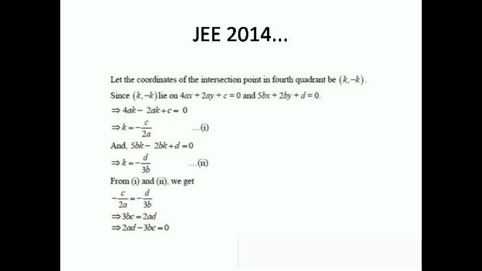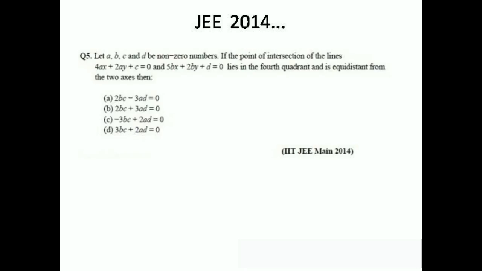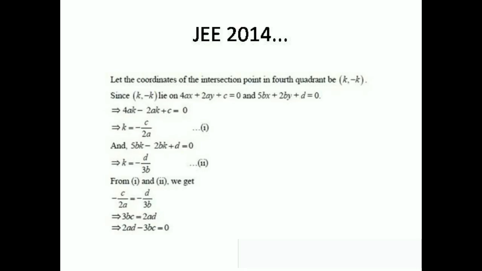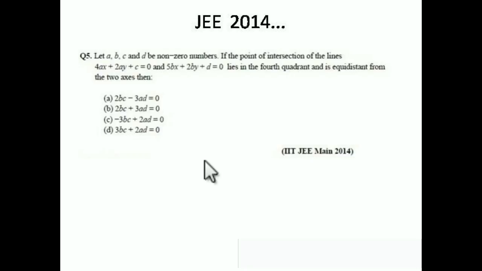So which answer option is right? 2ad minus 3bc. That means answer option number C is my right option: 2ad minus 3bc. Okay, so these are good formulas and problems based on straight lines.